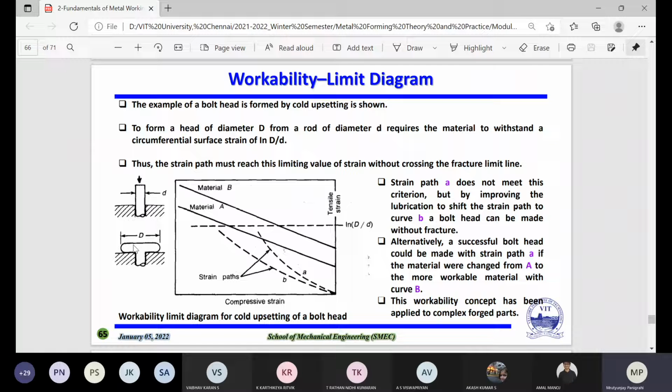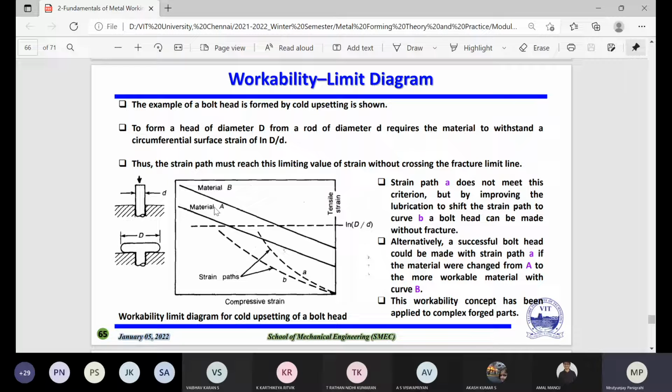So what should be the parameters we are thinking about here? We are not thinking that we can just hammer it, or forge it, or do some other process to make this. But what should be the parameters you are taking? To form a head of diameter D from a rod of diameter small d requires the material to withstand the circumference surface strain of ln D by d. So that means it can withstand ln D by d, and we have already done some numericals based on this.